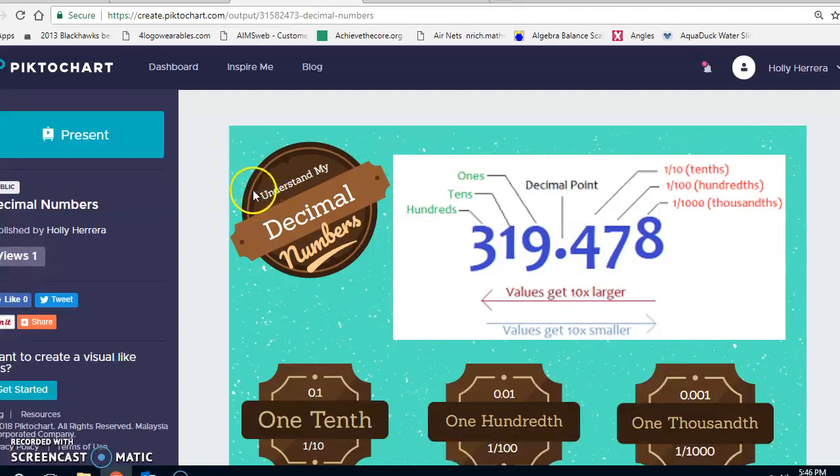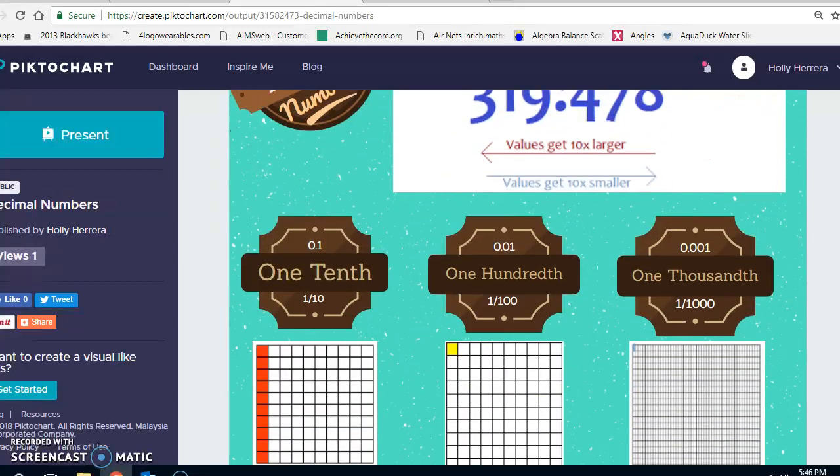So that's where I used the resources of the different fonts, such as for "decimal numbers." The decimal stands out here, and the numbers is in a different font. When we move down, you can see that when I start having the students look at 1/10, 100th, and 1,000th, those really stand out. And then around them are the decimal and fraction forms of that.